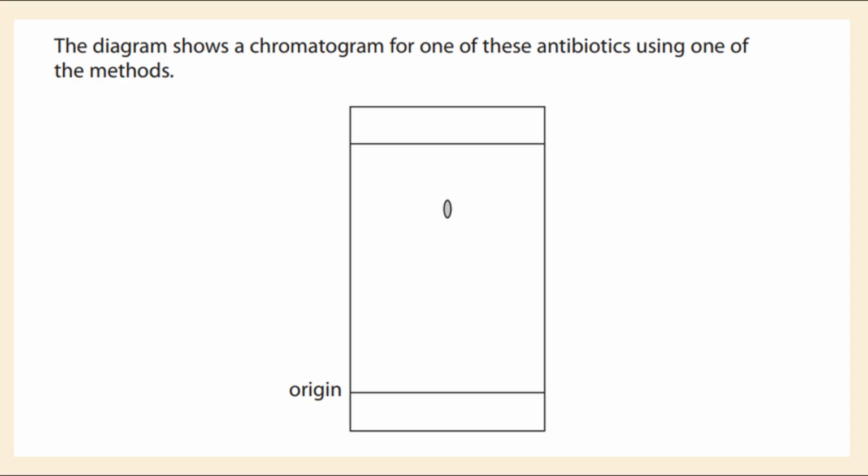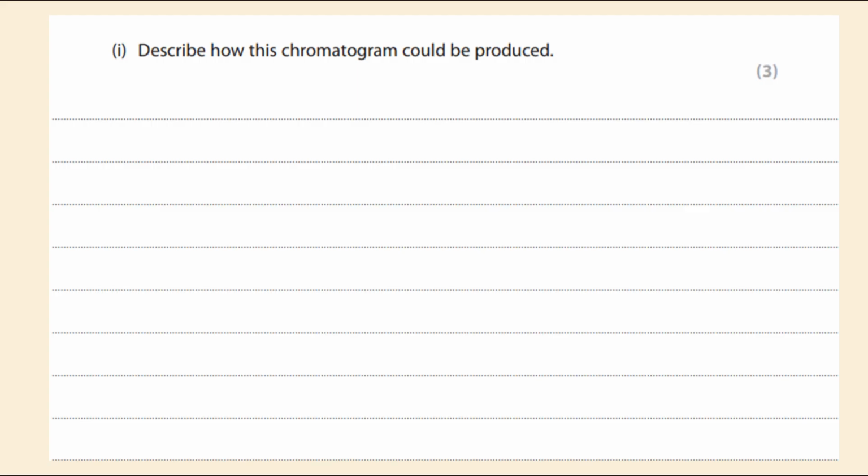It clearly shows paper chromatography. Be careful with the title at the top. They have mentioned that it's used in one of the methods. Because the following questions are about method 1 and method 2. That's why I'm emphasizing this point here. And finally, the question is describe how this chromatogram could be produced.